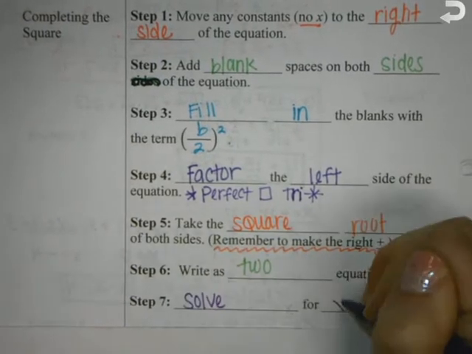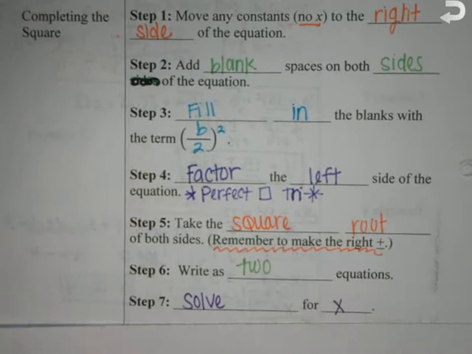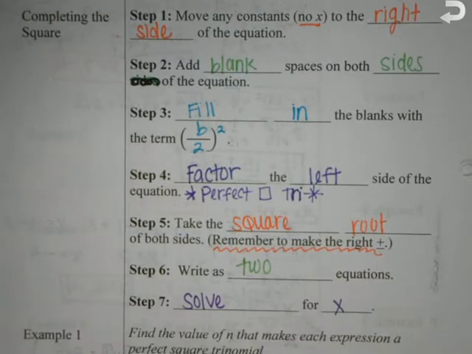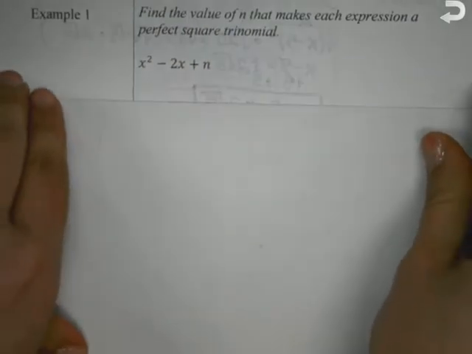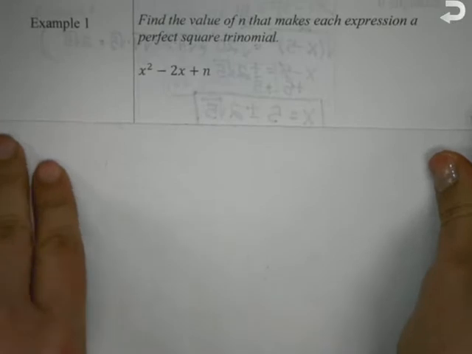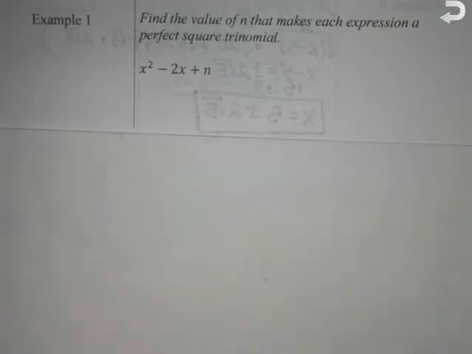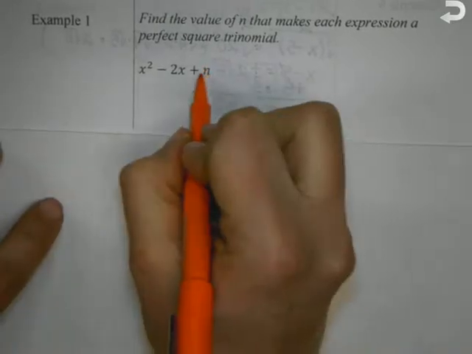And that is how we complete the square. Now let's first start with example 1. All I want us to do is find the value that makes each expression a perfect square trinomial. So we're just actually looking for that n term. This is going to be the blank when we're completing the square.